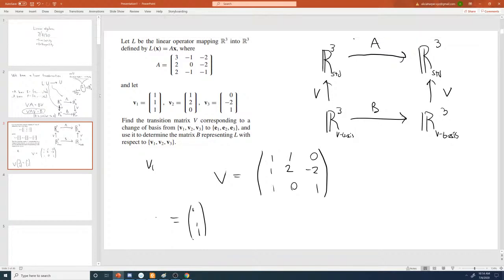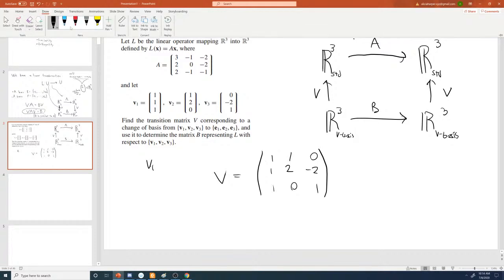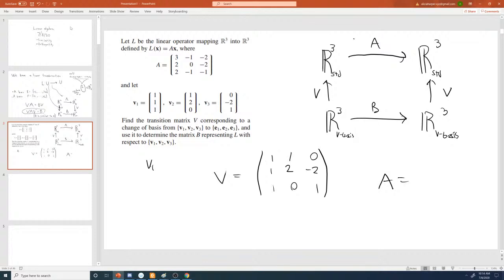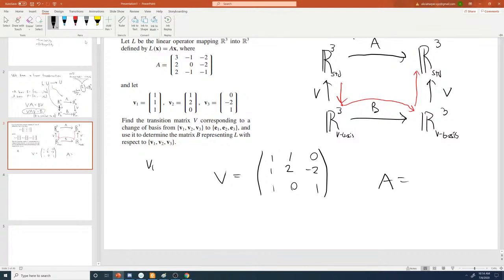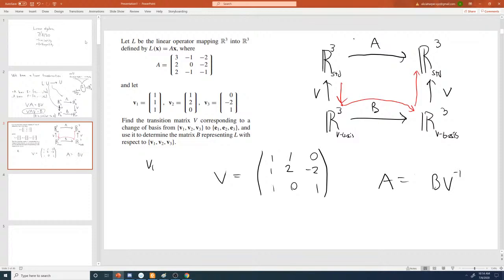Now, this tells us, according to the work we just did, that A should be the same thing as starting up here, going down from the standard basis to the V basis, then going over by the matrix B, and then going up by the matrix V. So this tells us that A is the same thing as V B V inverse, or equivalently, that B is equal to V inverse A V, with V inverse on the left and V on the right.